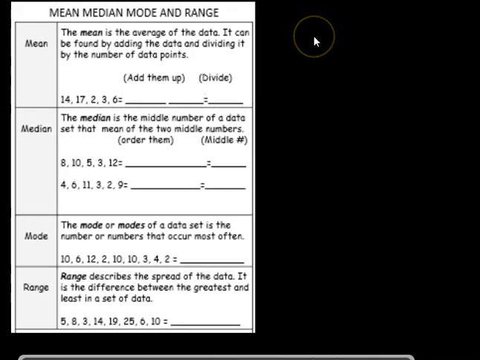Okay. The mean is the average of the data. It can be found by adding the data and dividing it by the number of data points. So if you add these numbers, you're going to get 42, and then you count them: 1, 2, 3, 4, 5. So we divide by 5, and we get 8.4.